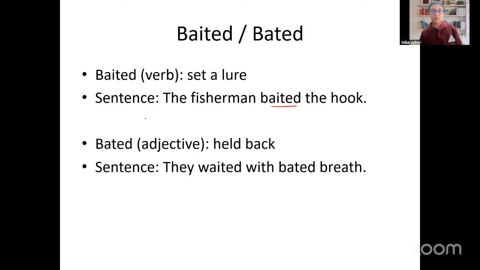Baited. The next word, bated, means held back. Look at the sentence. They waited with bated breath. So bated is something which is held back. Now, let's say somebody is checking their results, right? They waited with bated breath. So bated is something which is held back, something which is forced backward. That's bated. Okay?